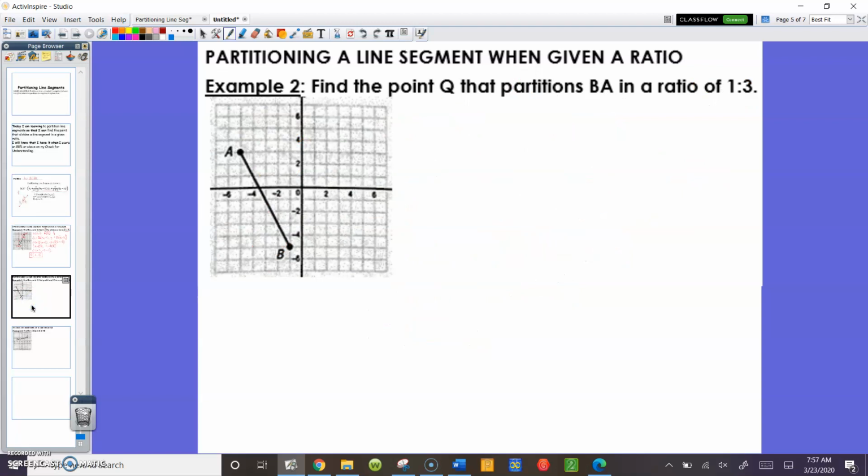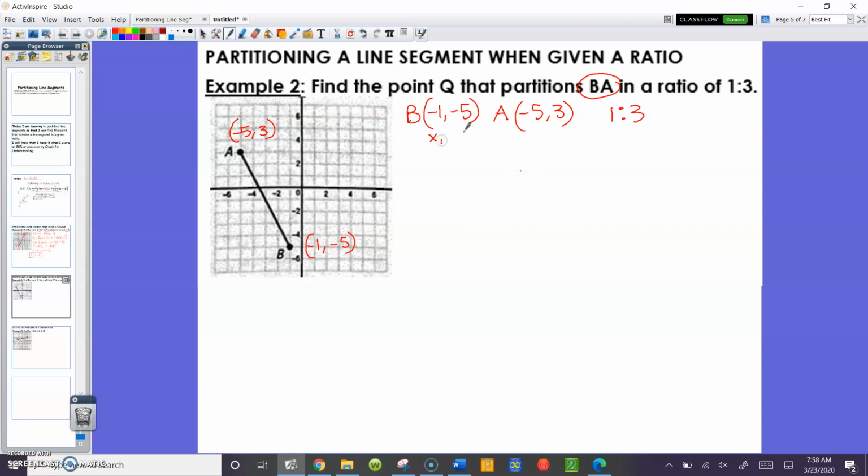Now we'll partition a line segment when given a ratio. Example 2, find the point Q that partitions BA in a ratio of 1 to 3. So we are told this time BA, so that is the order in which we have to list our ordered pairs. So the ordered pair for A is -5, 3, and B is -1, -5. So let's go ahead and write that down. B is -1, -5, and A is -5, 3. And finally, our ratio is 1 to 3. So we have all the information that we need to use our formula.